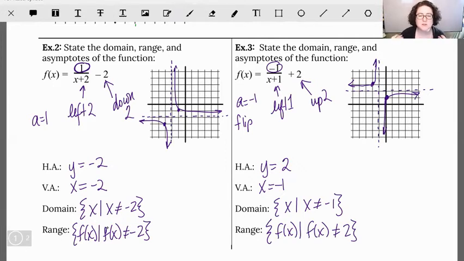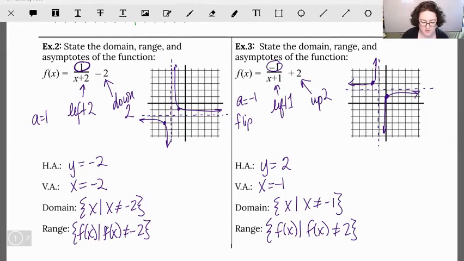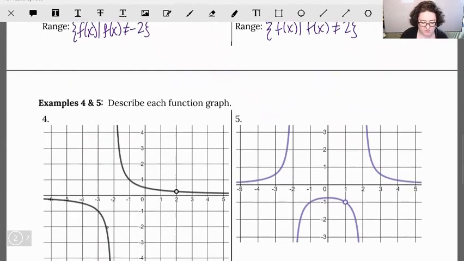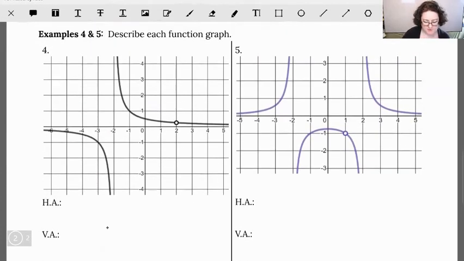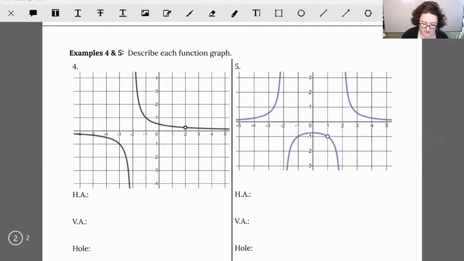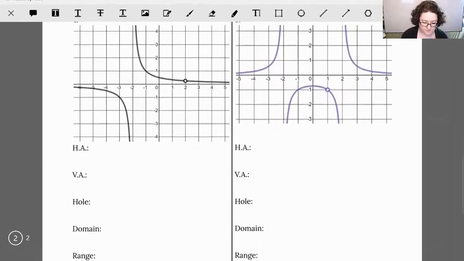We can still describe what's going on with these functions if we're just given a picture. And these actually have one more piece layered in. We haven't talked about holes yet, so let's check those out with the next 2 examples. Okay, here we go. So examples 4 and 5, we're going to describe each function graph. And actually, let me shrink this down a bit so we can see all of our info at one go.